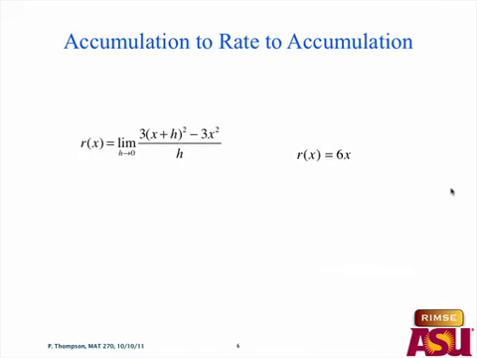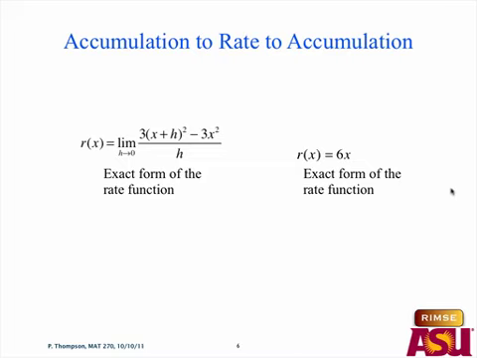Which one is exact and which one is approximate? Both exact, right? This is exact. When we were saying take that limit as h approaches 0, we get the exact function, but we showed algebraically that it's the same as 6x. Okay? So what's the difference? What is this one showing that this one doesn't? What process does it show?